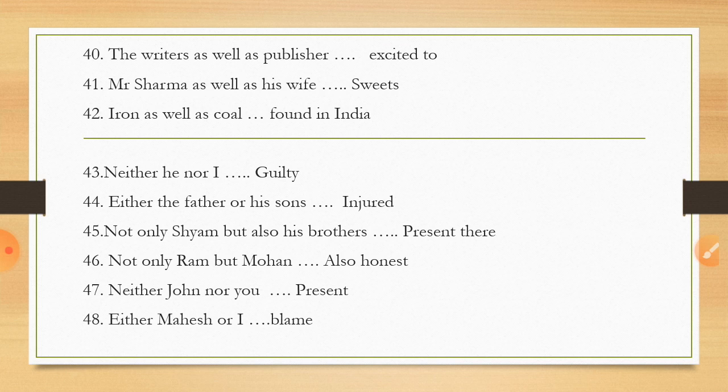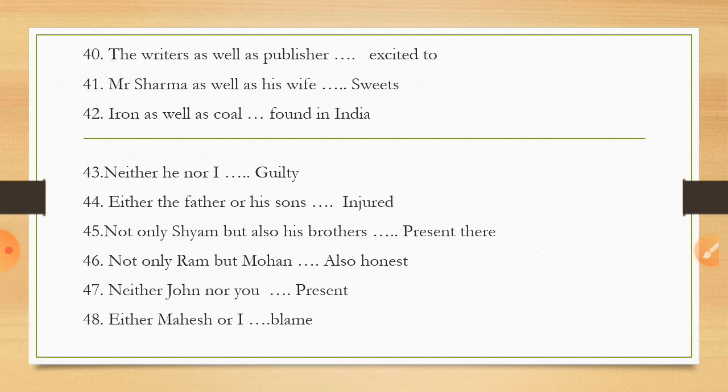Okay. Next, 43rd, another rule it follows. Neither he nor I was guilty. In the case of "nor" or "or," we always use the verb according to the subject which is near to "or" or "nor." You could find in the 44th one, either the father or his sons were injured. It is a plural form always, because sons is plural, thus we have to use the plural form.